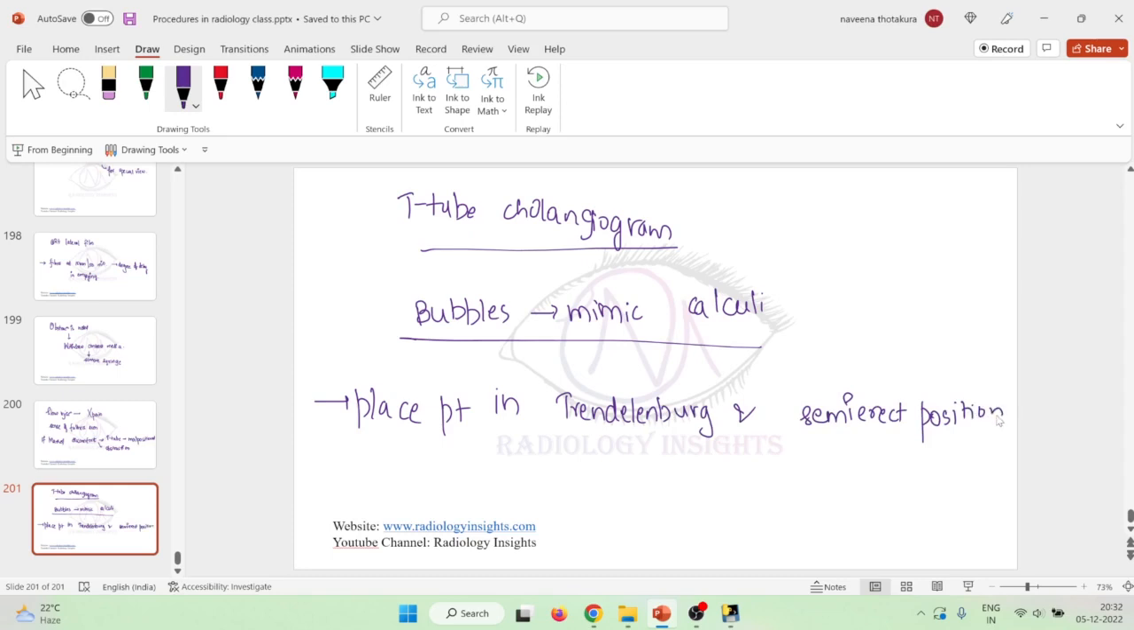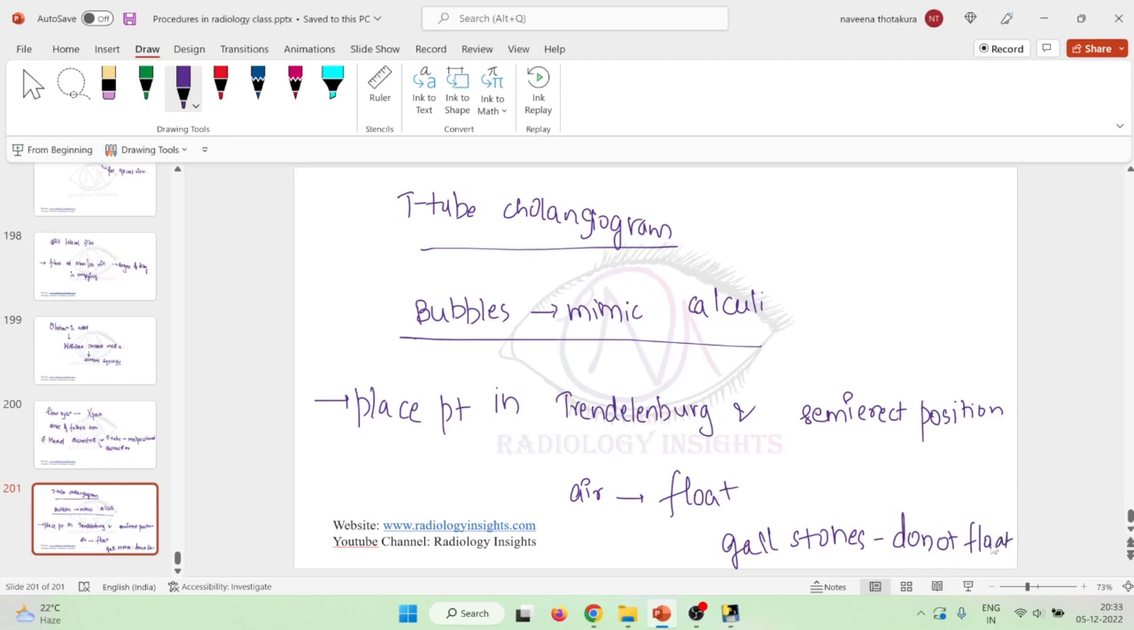And then air, obviously because it has less specific gravity, will float, whereas gallstones obviously do not float. Okay, this is one thing. But there are certain gallstones which can float also.